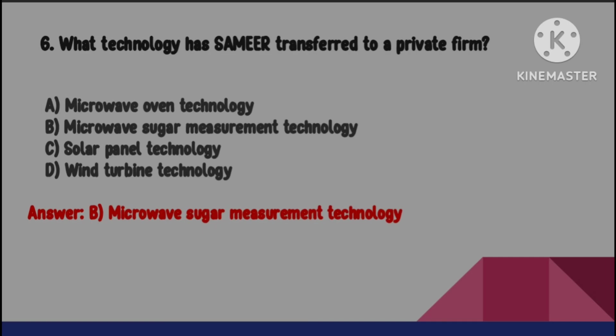Let's move into the next question. What technology has Samir transferred to a private firm? Option A, microwave oven technology. Option B, microwave sugar measurement technology. Option C, solar panel technology. Option D, wind turbine technology. And the right answer is option B, microwave sugar measurement technology.